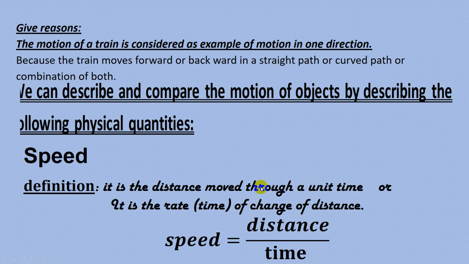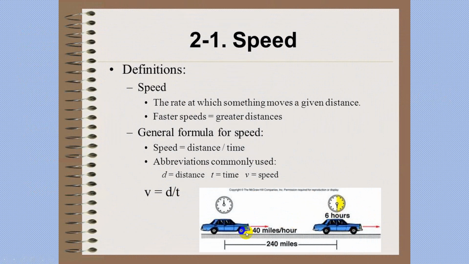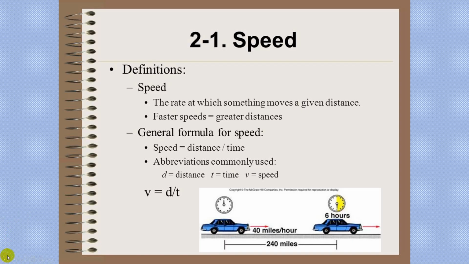For example, let's see another slide. This car has a certain speed. The car moves with 40 miles per hour. 6 hours, 240 miles. It means that this car has a certain speed. It covers a certain distance in a certain time. So, the speed depends on two things, distance and time. So, the speed is the change in distance over time. D is the distance, T is the time, and V is the speed. So V equals D over T.